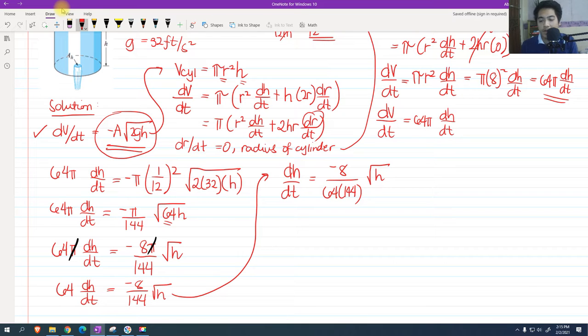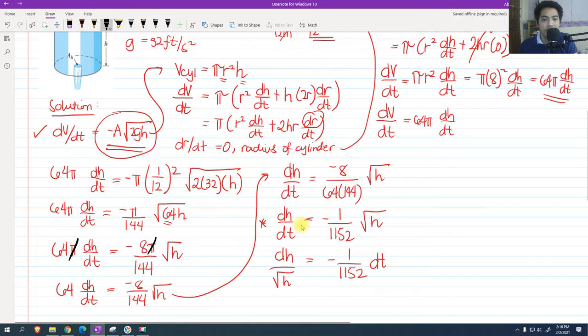If we simplify this term, dh over dt equals, this would become 1 and this would become 8. So 8 times 144 becomes negative 1 over 1152 in the denominator, multiplied by the square root of h. Hence we have a variable separable equation if we manipulate it: dh over square root of h equals negative 1 over 1152 dt.